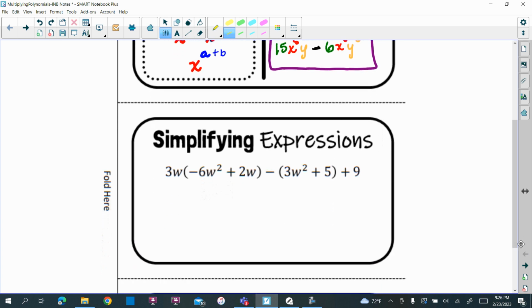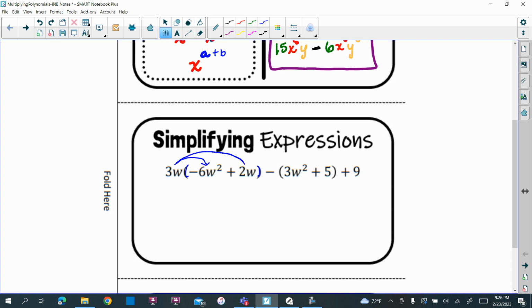If you go to simplifying expressions, we're still going to do the same skill, but we're now going to have to combine like terms after to simplify it. So when I look at this, we have parentheses, which lets me know I'm going to do hippity hoppity distributive property.